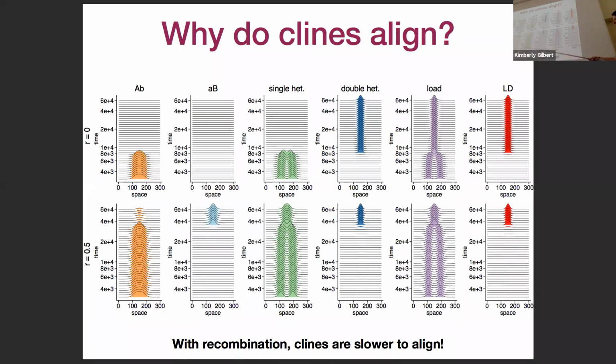So now this bottom row has free recombination, and it's similar but slightly different from the no recombination case. The major difference is that it's actually slower for the clines to align with each other. And this is perhaps a bit counterintuitive. So you see nothing's really happening until we get up to this point in time. We still have a similar pattern here for the single heterozygotes. Once we have recombination, we can get this other haplotype, the little a big B, because it can be a result of recombination between individuals. We still have single heterozygotes because they can again be created through recombination while there's mixing across the clines. We still have double heterozygotes just like we did before, and we still have load and LD.